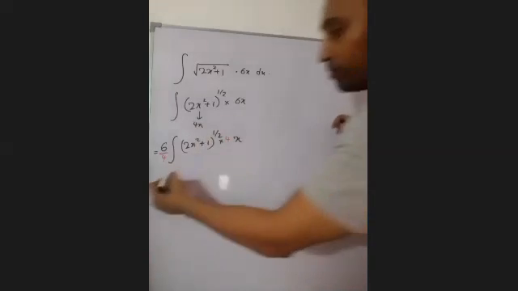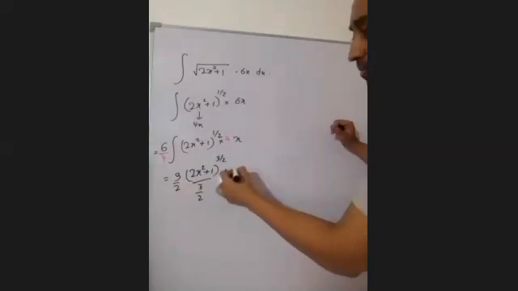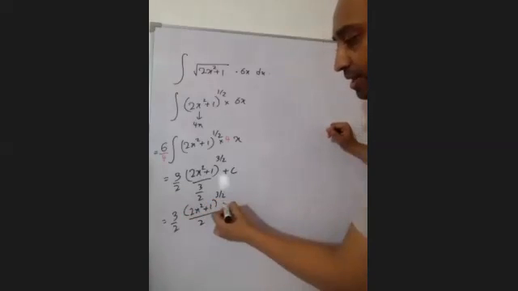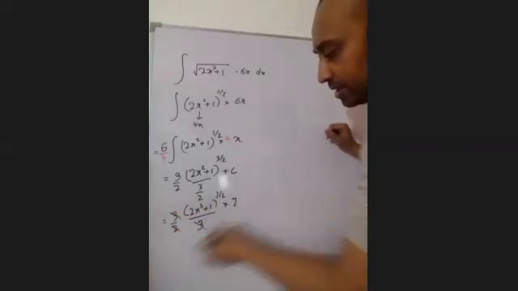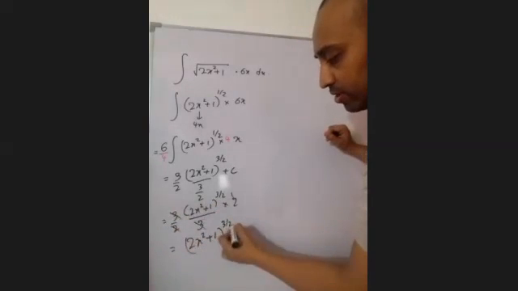Then you can say 6 over 4 is 3 over 2, (2x squared plus 1) to the power half plus 1 is 3 over 2, over 3 over 2, plus c. This is 3 over 2, (2x squared plus 1) to the power 3 over 2. These 3 remain over here and 2 comes at the top. So this 3 gets cancelled with this 3 and this 2 gets cancelled with this 2. The final answer is (2x squared plus 1) to the power 3 over 2, plus c. Right. That's a way of doing this kind of question.